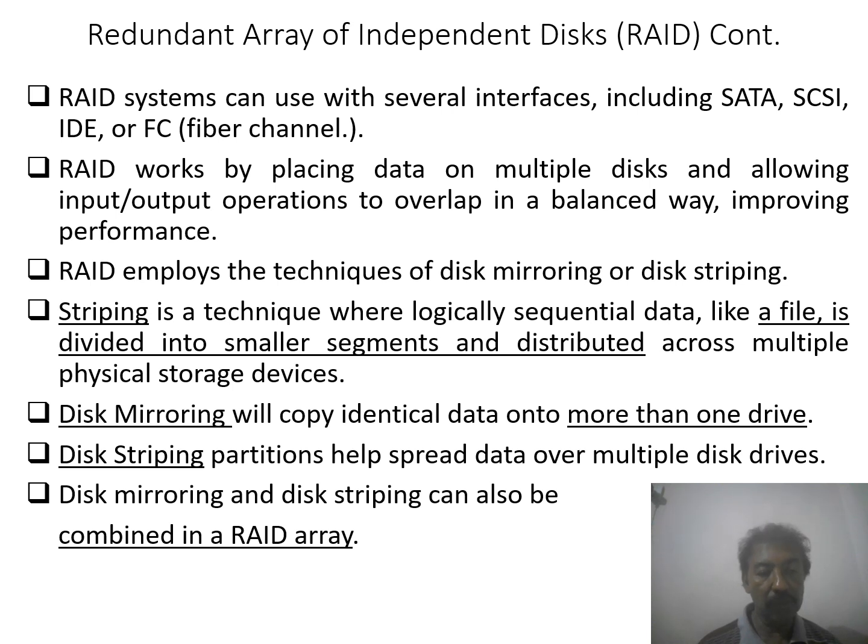RAID works by placing data on multiple disks and allowing input-output operations to overlap in a balanced way, improving performance. RAID employs the techniques of disk mirroring or disk striping. Striping is the technique where logically sequential data like a file is divided into smaller segments and distributed across multiple physical storage. Disk mirroring is a copy of the identical data onto more than one disk.